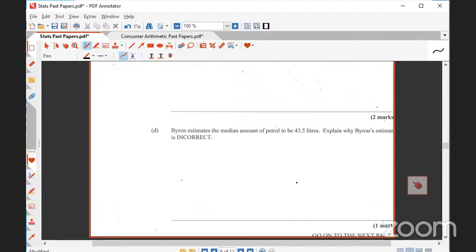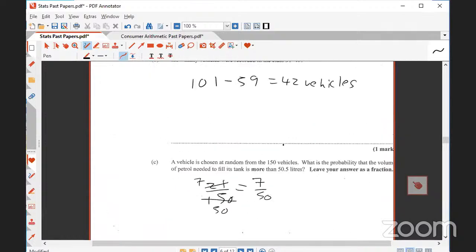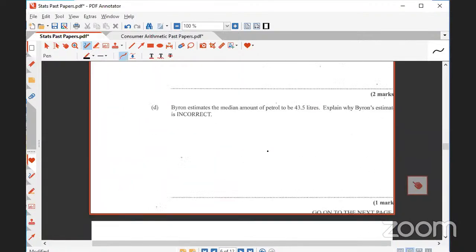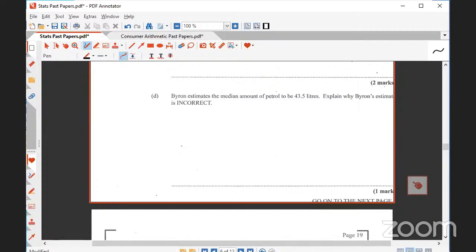So how do we find the median? They say he estimates that the median is about 43.5, but they want us to explain why his estimate is incorrect. Remember that we can find the median position by saying n over 2, where n represents the total frequency. So when we have our 150 and we divide that by 2, that means the median is in the 75th position.